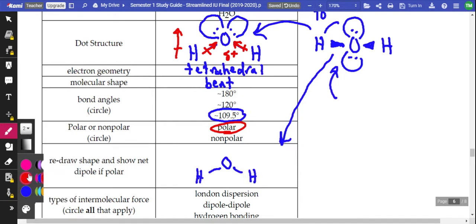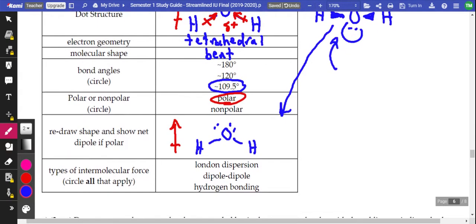And show our net molecular dipole going up like that. I'll give me my lone pairs like that. Okay. Now, since this has a dipole, it's a polar molecule, when we put more than one polar molecule together, we get dipole-dipole intermolecular forces.